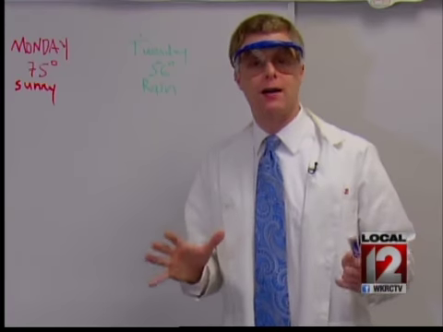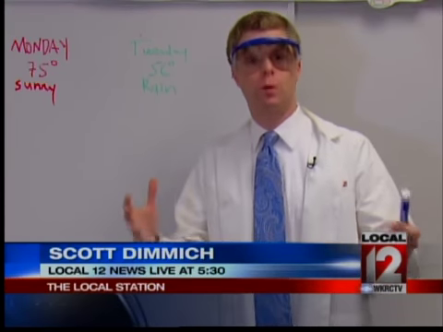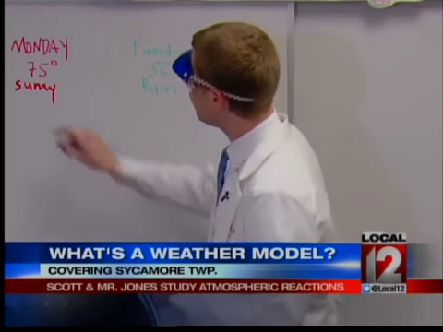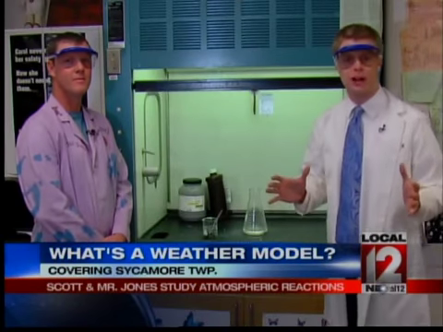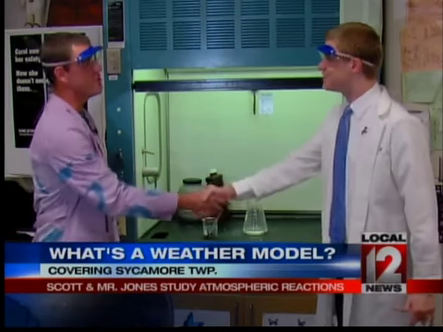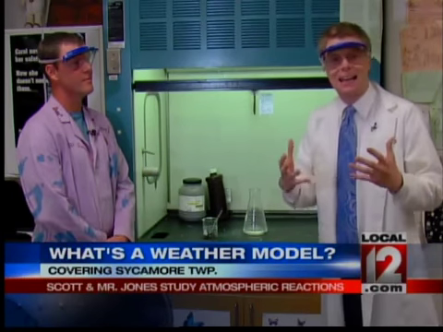Simply put, a model is a computer, or more than one computer, that takes current weather conditions and attempts to project them into the future. This is a lot like a chemistry reaction. That's why I'm here at Sycamore Junior High School with my 8th grade science teacher, Mr. Jones. Good to see you, Mr. Jones. Good to see you, Scott. Computer forecast models are designed to figure out what ingredients are available and how much of each ingredient is available. It's a lot like chemistry.